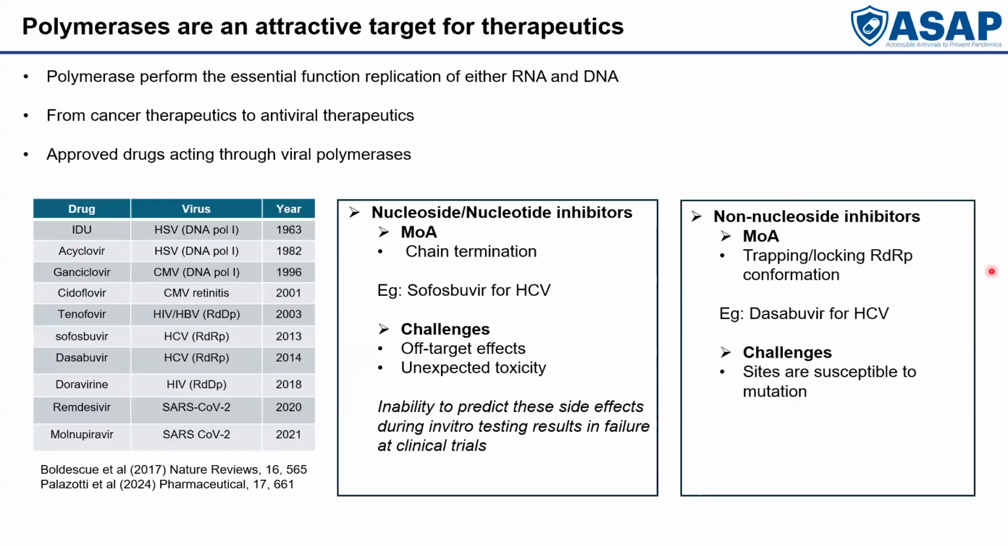The second class of inhibitors, the non-nucleoside inhibitors, work by trapping or locking the RDRP conformation. An example of this category inhibitor which has been successfully developed is tesabuvir. This has been developed for HCV infection. One thing challenging for sites away from the active site is those sites may not be highly conserved and it may be susceptible to mutation.